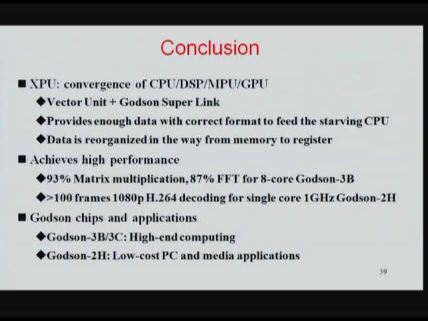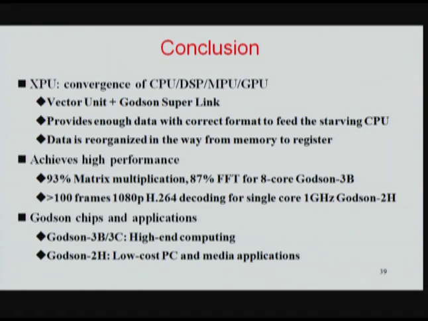So it's a vector unit plus Godson 3. It provides enough data in the correct format to feed the CPU, to feed the vector unit. So first is enough. Second, the correct format is very important. In traditional architecture, the data shuffling, data organization is done by the ALU. Now we do it on the way from memory to the ALU.